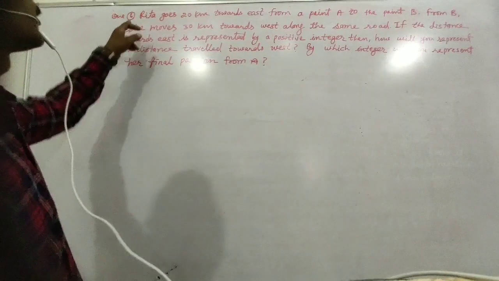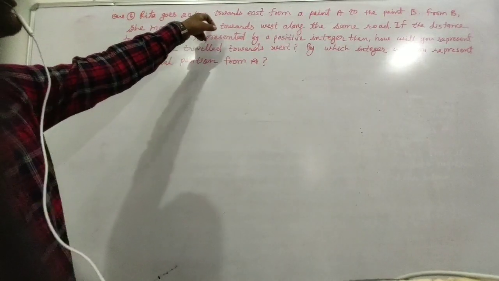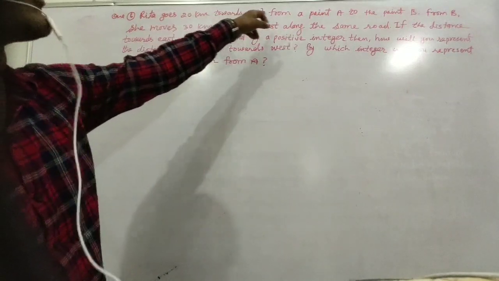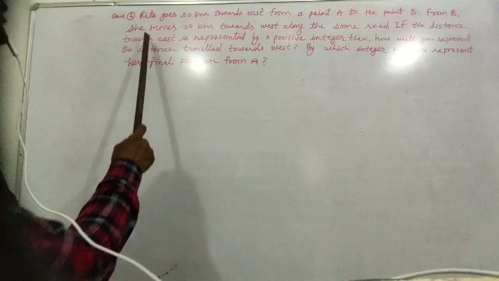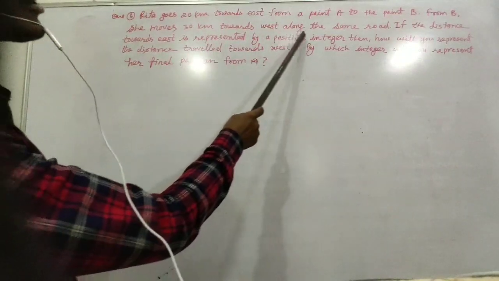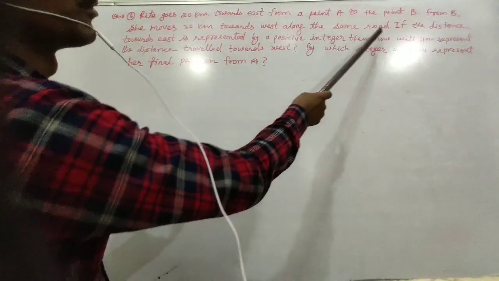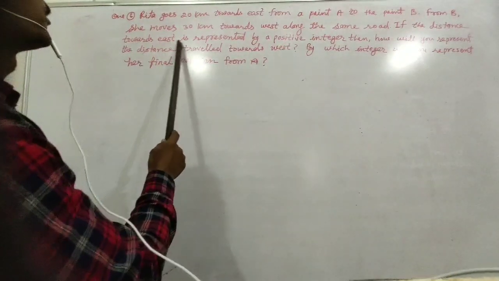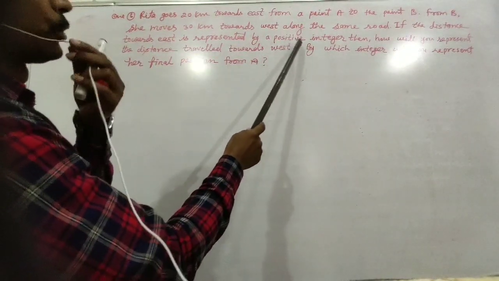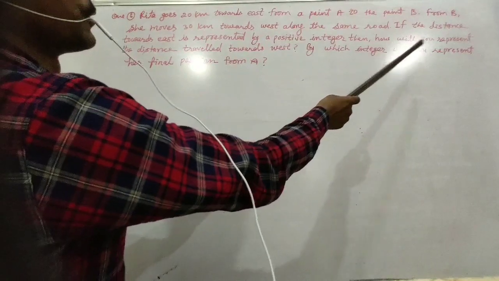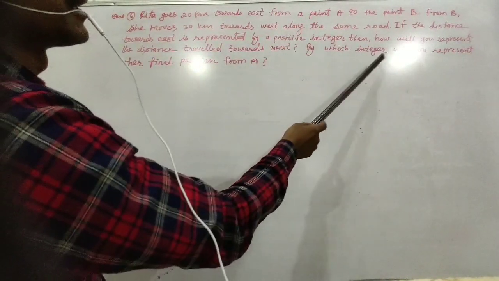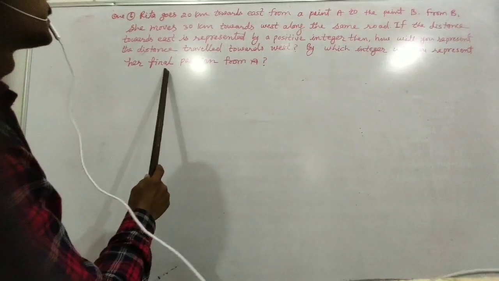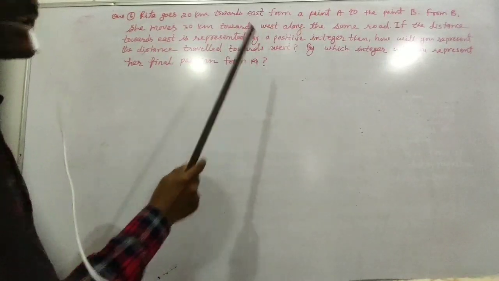Now the next question. Rita goes 20 km towards east from a point A to the point B. From B, she moves 30 km towards west along the same road. If the distance towards east is represented by a positive integer, then how will you represent the distance traveled towards west? By which integer will you represent her final position from A?